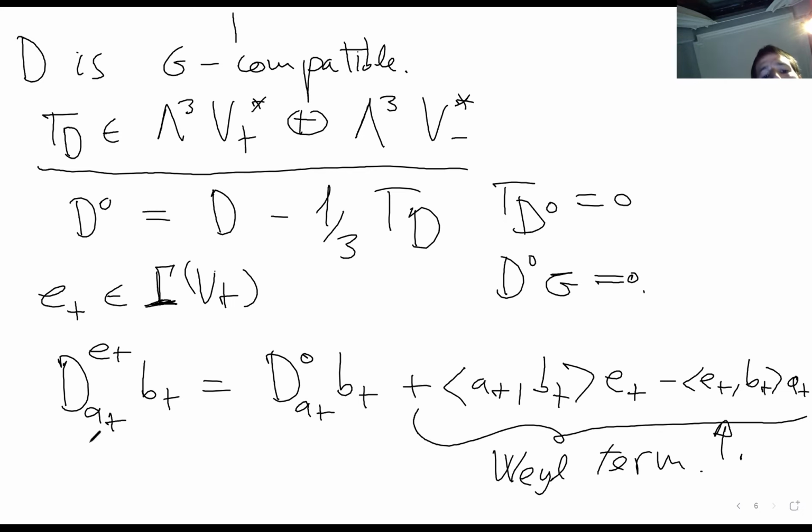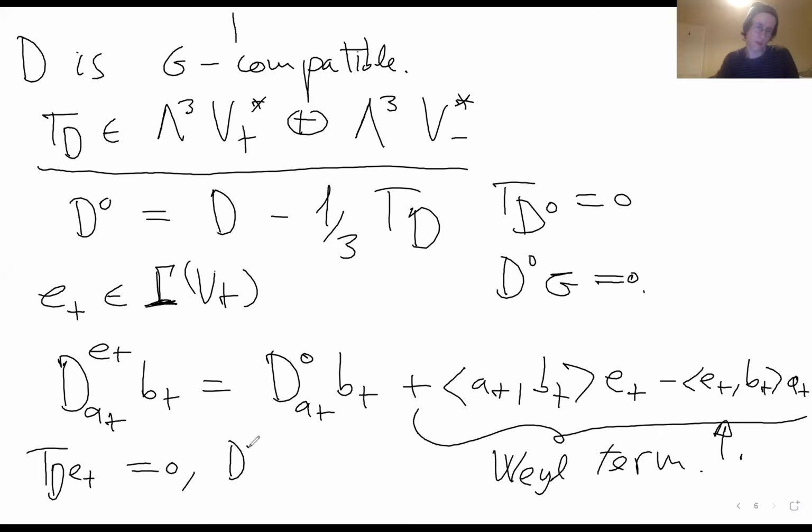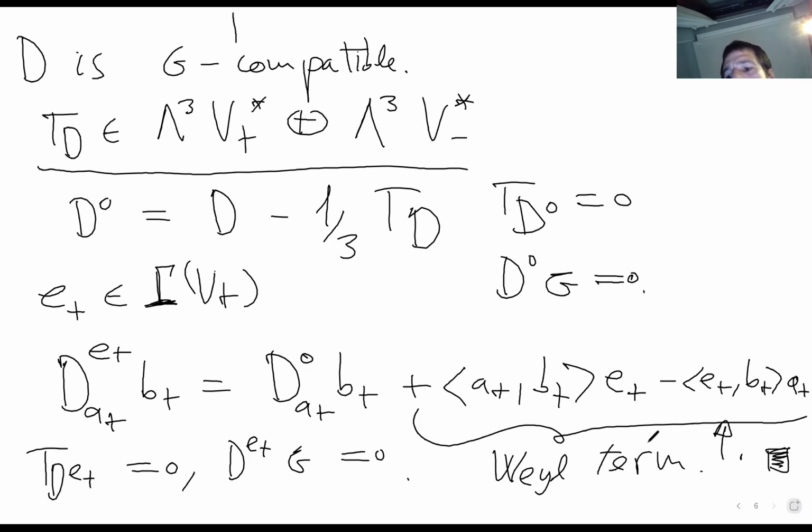So now I tell you that this new connection that I define is also torsion free and G compatible. So what are we modifying with this change? Precisely what we are modifying is the divergence operator corresponding to the generalized connection. So here the proof ends, but let me explain why this makes sense related to what I said before.